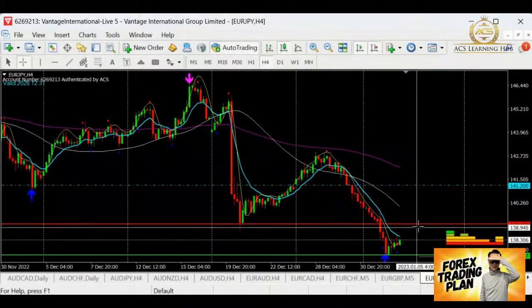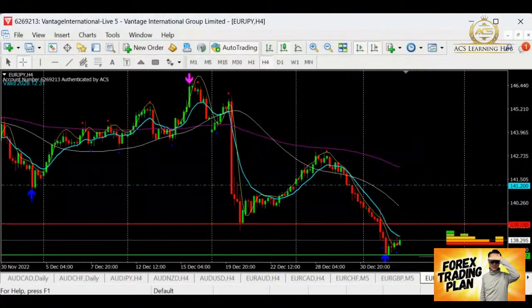If there isn't any breaking up above, there may be a chance of coming down to retest the support area. So at this area here, we have about 169 pips to go. So Euro Yen looks really good, but we have to wait for a while. It may happen in the second half of the day.